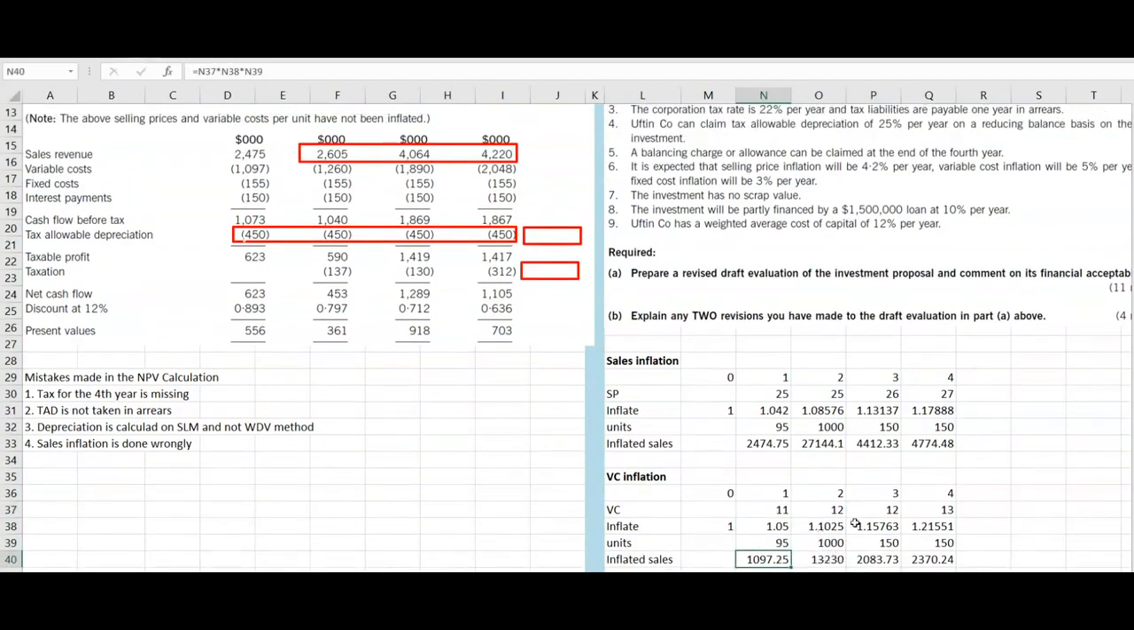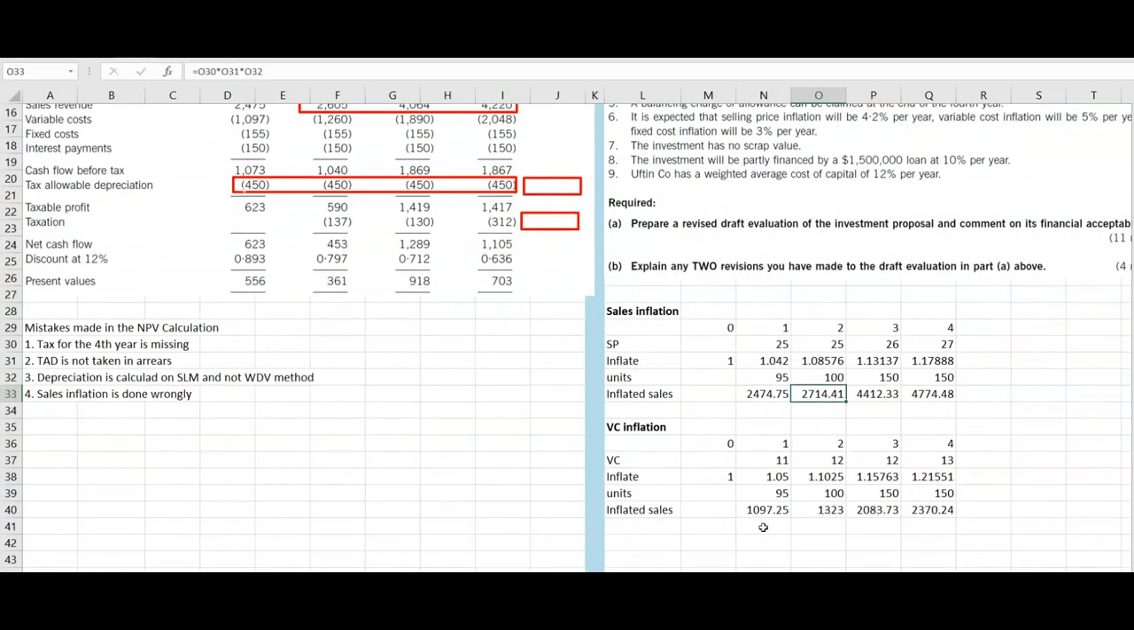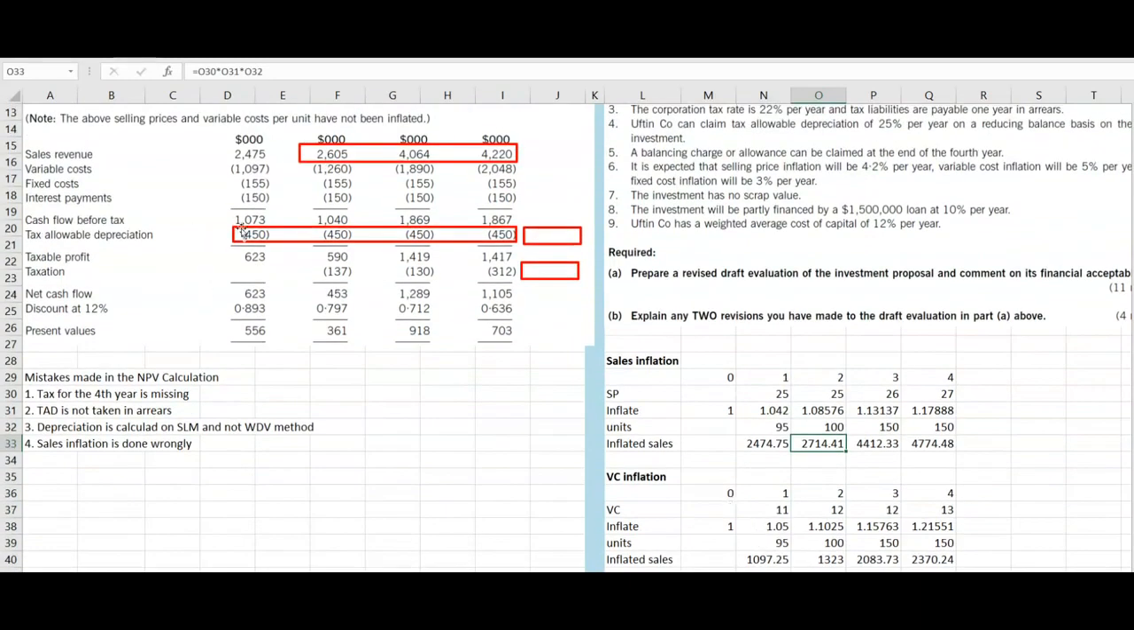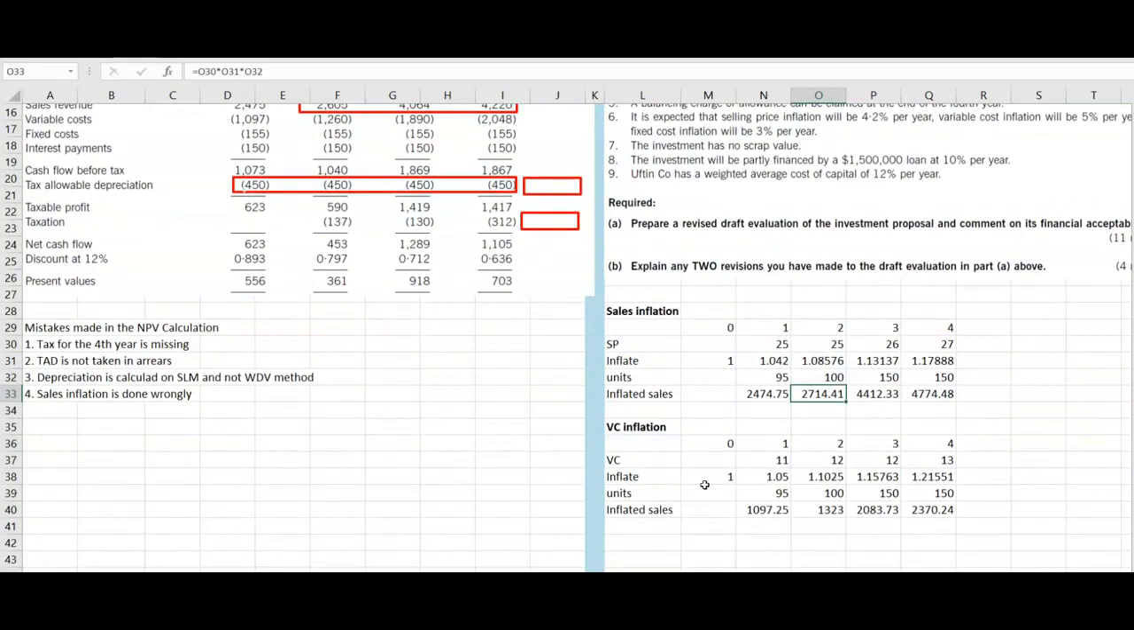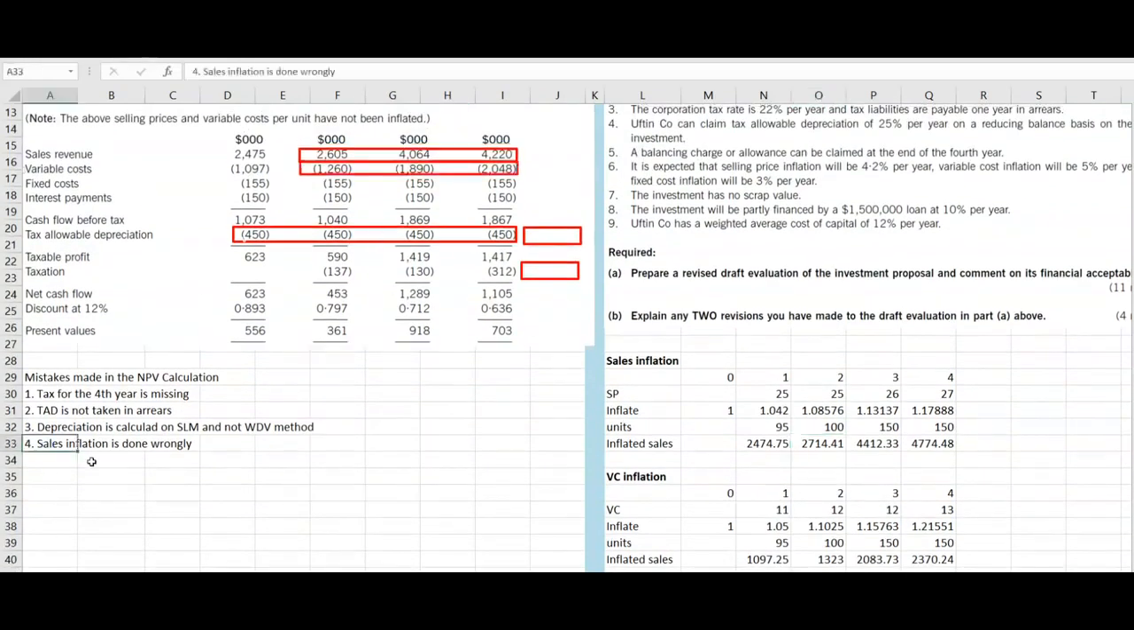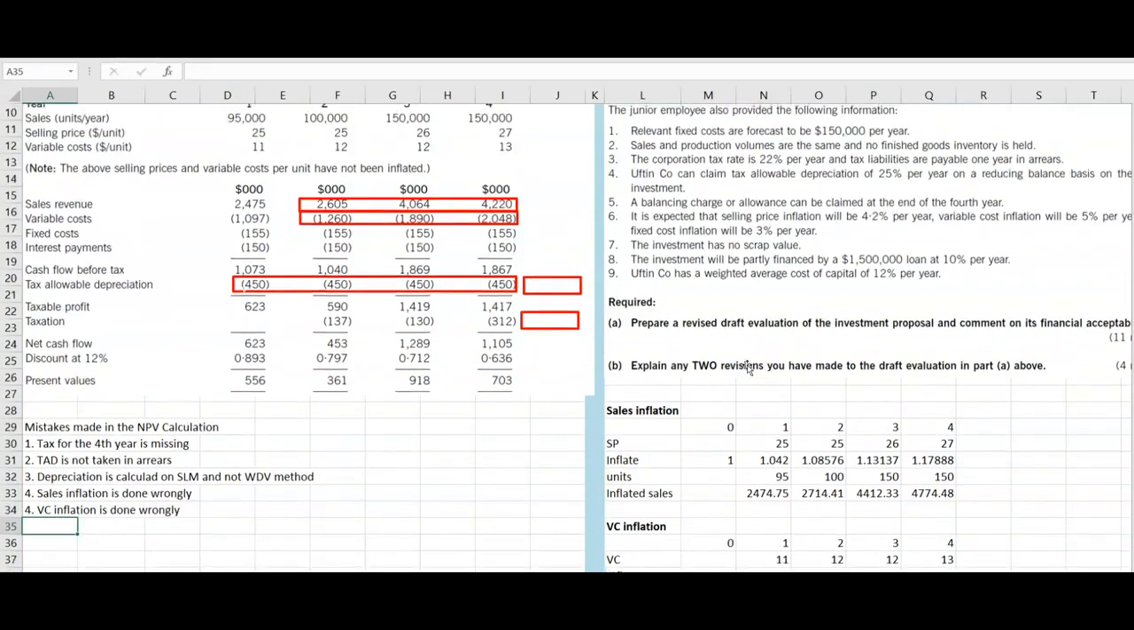Then it comes to, okay, units have been wrongly done, it's 100. Okay, so it should be 1097. That's right. Then it should be 1260. Again, it's wrong. So we can copy it and we can paste. Variable cost inflation is wrongly done. Is there any other mistake?